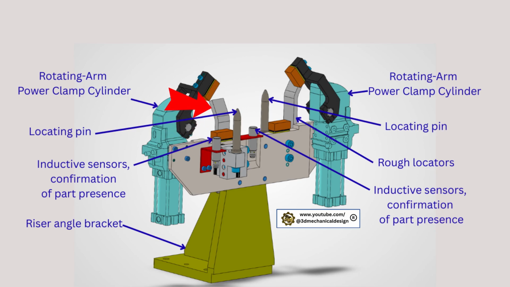I've added 2 rough locators as well to guide the parts into position quickly and repeatably, making loading much easier. Well, all this equipment is mounted on a plate that I modeled to manufacture a welding fixture in accordance with the NAAMS standard.